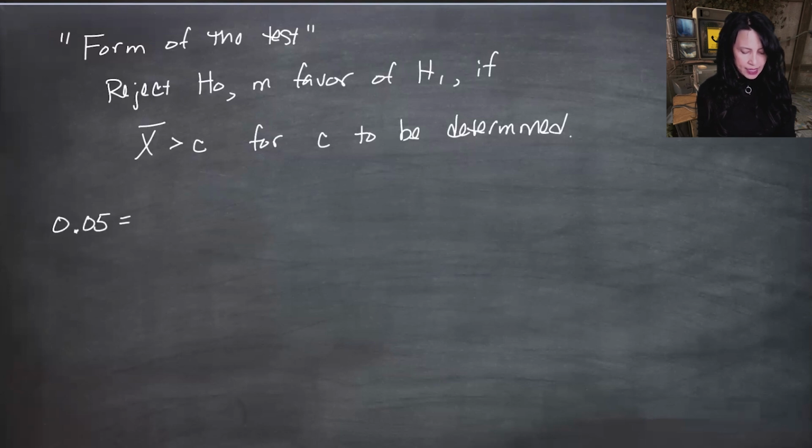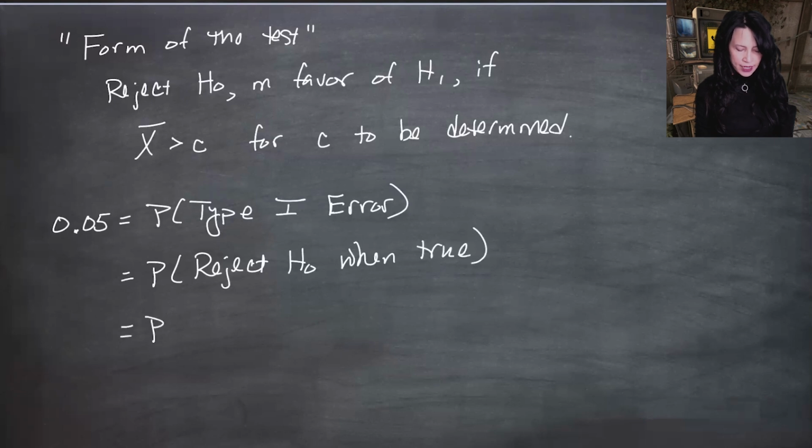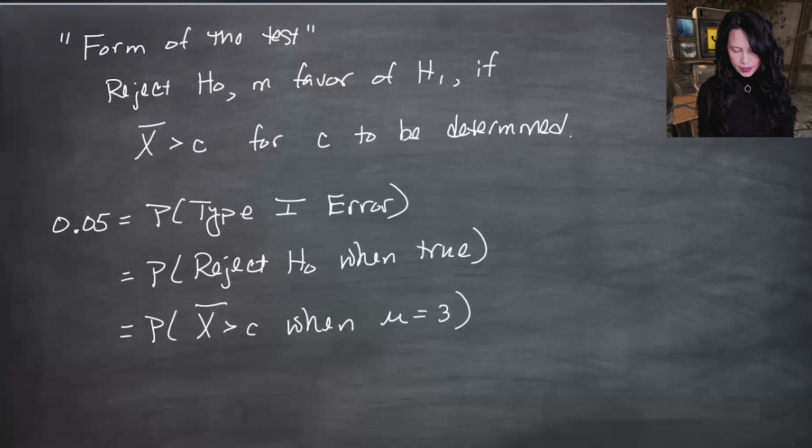0.05 is the probability of making a type 1 error. This is the probability that we reject the null hypothesis, but we shouldn't because it's true. And rejection for us is this rule, X bar is greater than C, even though we don't know what that is yet. And when it's true, means that mu is 3.